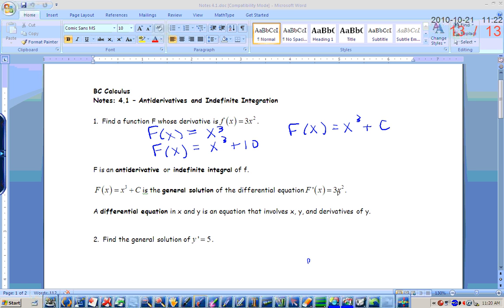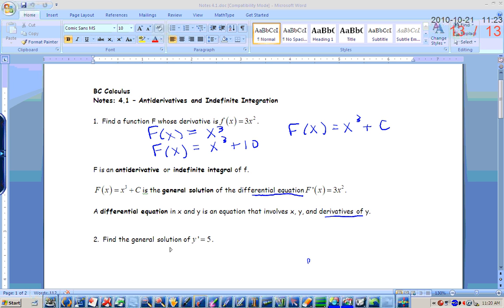Big F prime of x equals 3x squared, that's called a differential equation because that equation is a derivative. Differential is a derivation of derivative. Okay. So a differential equation in x and y is an equation that involves x, y, and a derivative of y. So anytime we're talking about a differential equation, we're talking that that equation is a derivative of something that we're probably looking for.